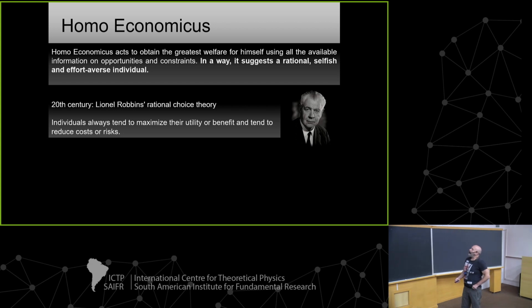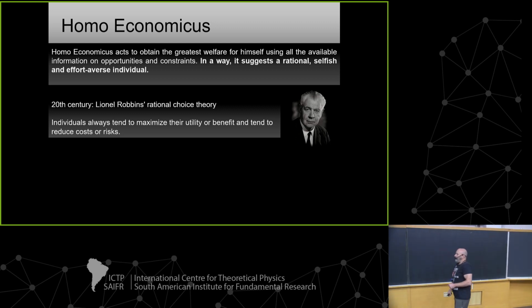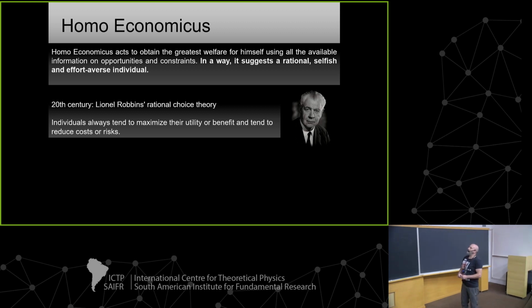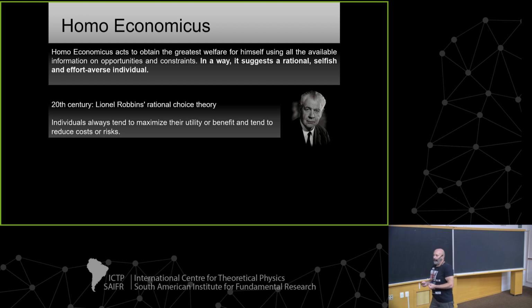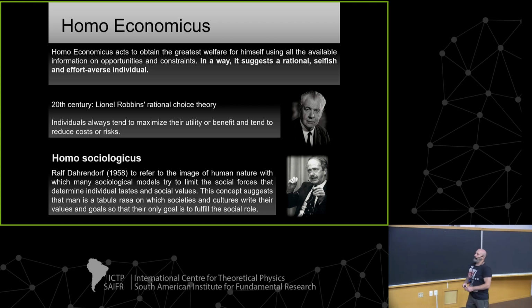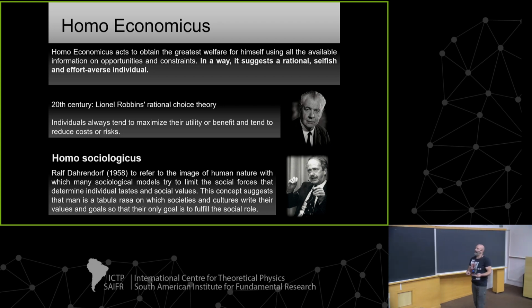As I mentioned earlier, the idea of homo economicus is linked to the idea of rational choice, and the idea as something that was defined very clearly comes from the works by Lionel Robbins in the 20th century. And again, a summary of the ideas is individuals always tend to maximize their utility or benefit and tend to reduce cost or risk. So it's always the same. And this is the individual that we are taking as a subject to model human behavior. But there is some criticism, and this is something that we can discuss.